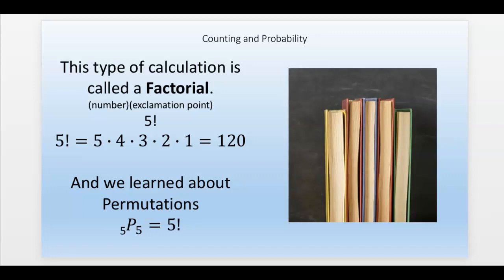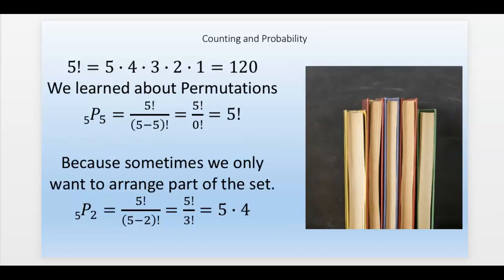Then we learned about permutations. If we're permutating all the books, all 5 of them, where we're going 5 permutate 5, that's the same as 5 factorial, because the bottom becomes 0 factorial, and we know that equals 1. So if we're arranging all the books, it's basically 5 factorial.